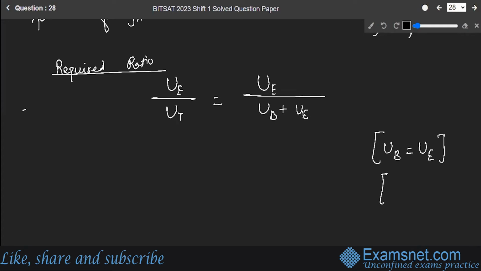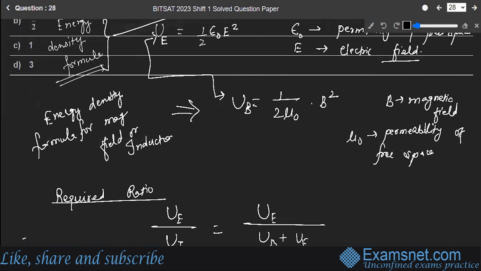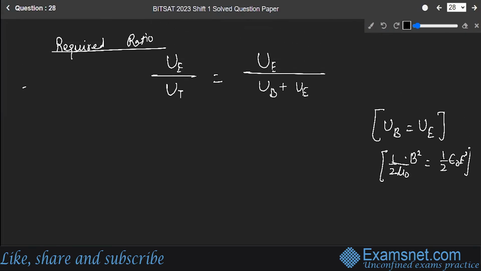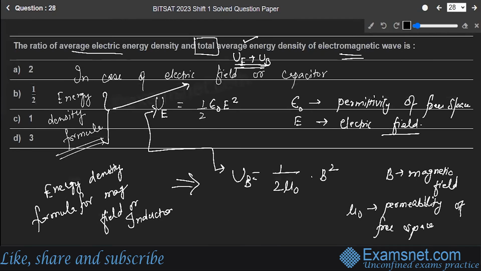That means half into 1 upon mu naught into B square is equal to half epsilon naught E square. Okay, so let's get over here. This is equal to UE upon, I will write it as, UE plus UE. This is equal to UE upon 2UE, electric energy density. This is equal to 1 by 2. So you have B option as the right answer to the question. Hope you got that. Next is question number 29.